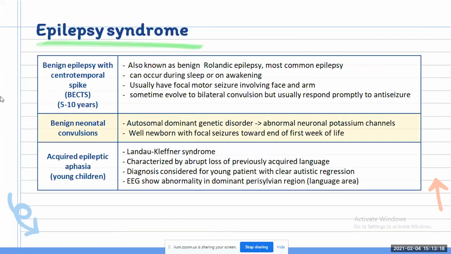Okay, so here we have benign epilepsy with centrotemporal spikes, also known as benign Rolandic epilepsy. It can occur during sleep and on awakening. The patient can have focal motor seizures that involve the face and arms. The benign neonatal convulsion is an autosomal dominant genetic disorder that causes the patient to have abnormal neuronal potassium channels. And acquired epileptic aphasia is also known as Landau-Kleffner syndrome. It is characterized by abrupt loss of previously acquired language. In the EEG, there will be abnormality in the language area.